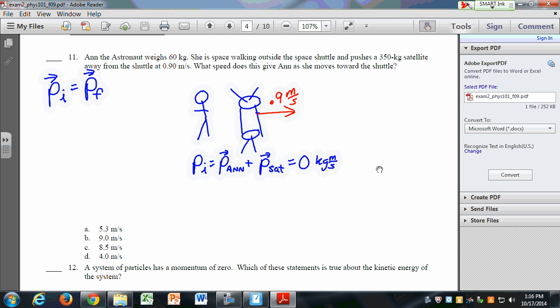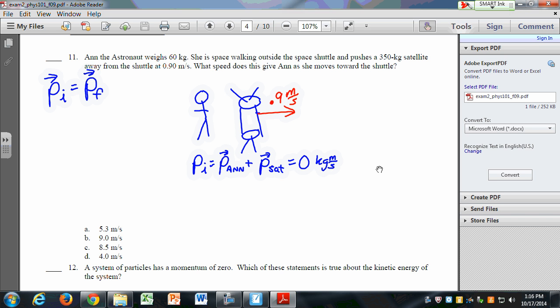So my initial momentum is 0, and then it tells us that she pushes this 350 kilogram satellite at 0.9 meters per second. And so in order for the momentum of these 2 bodies to add up to equal 0, which is what the law of conservation of momentum says, it says that the initial momentum, which initially is 0, has to equal the final momentum, then the momentum of this object has to be equal but opposite the momentum of this object. So there has to be another vector that's pointed in that direction that will give us 0 momentum.